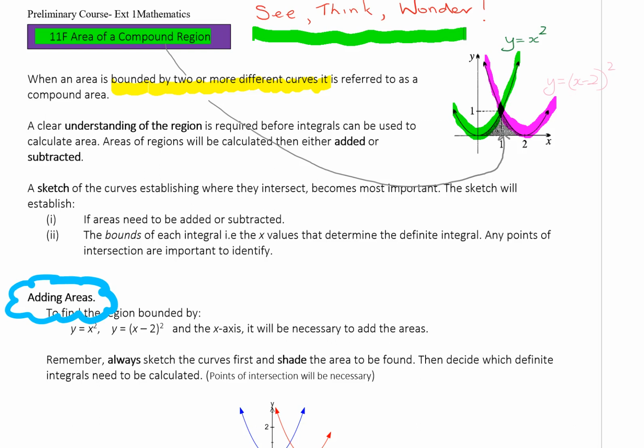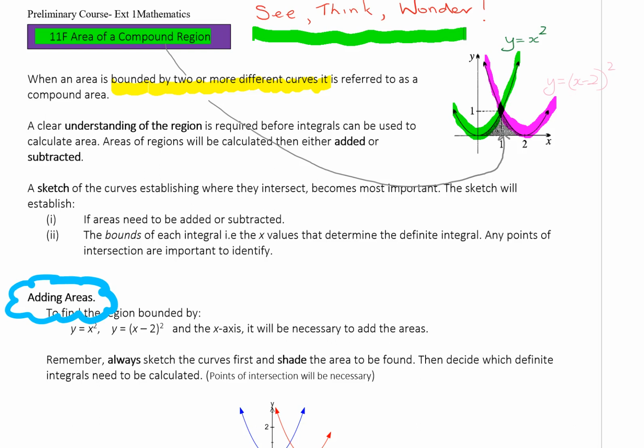Those sorts of things I want you to think about, and then wonder what sort of questions they are going to ask that is going to require me to use this information, or I wonder what other piece of information I need to bring to this question. What do I need to remember from previous topics, etc.? Okay, so big emphasis on this see, think, wonder as a way of approaching any question.